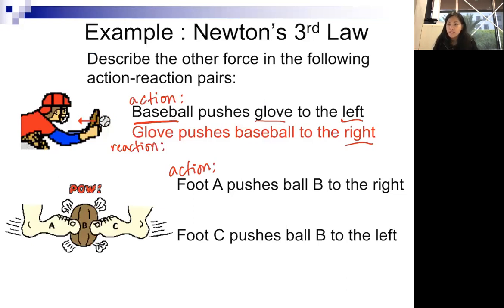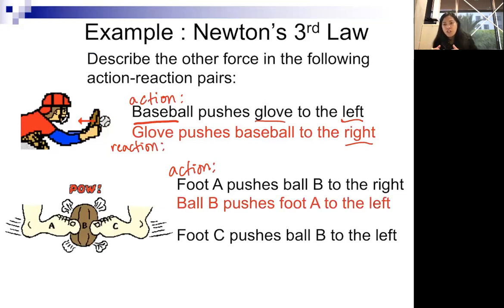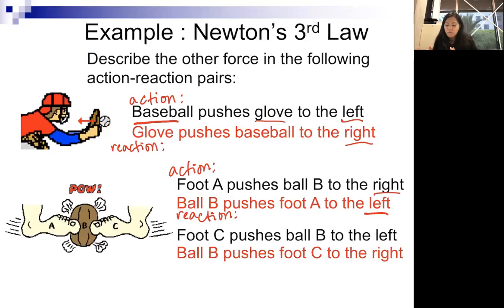Yep, equal and opposite. That's correct. So it will now be ball B pushing against the foot, and the directions are opposite. That's the reaction. Similarly, for the action of foot C pushing ball B to the left, the reaction will be ball B pushing the foot to the right. So it's always two objects that are interacting, and then you make the directions of the forces opposite.